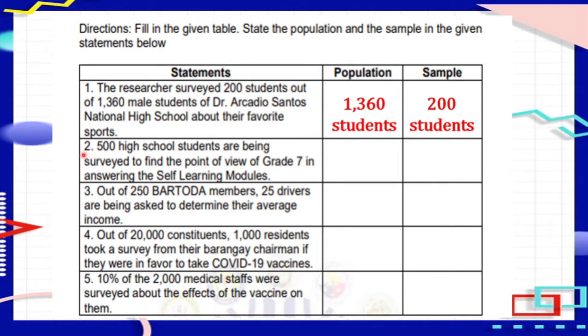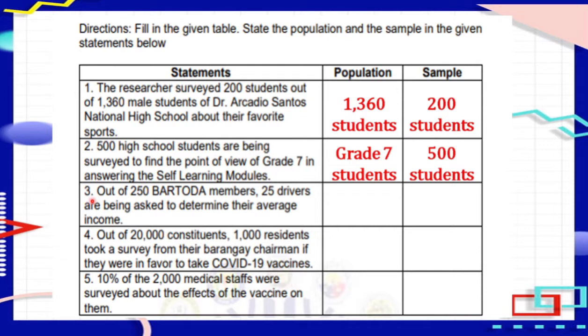Number 2, 500 high school students are being surveyed to find the point of view of grade 7 in answering the self-learning modules. So dito, ang population ay lahat ng grade 7 students. Samantala, ang sample lang ay 500 students.